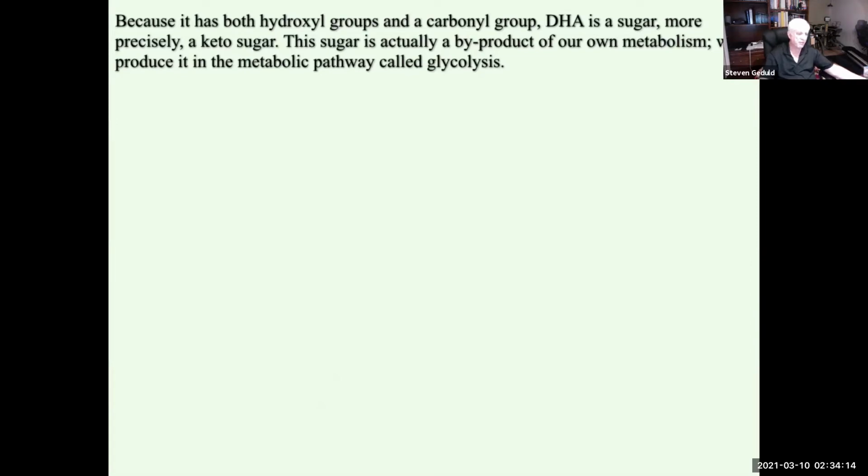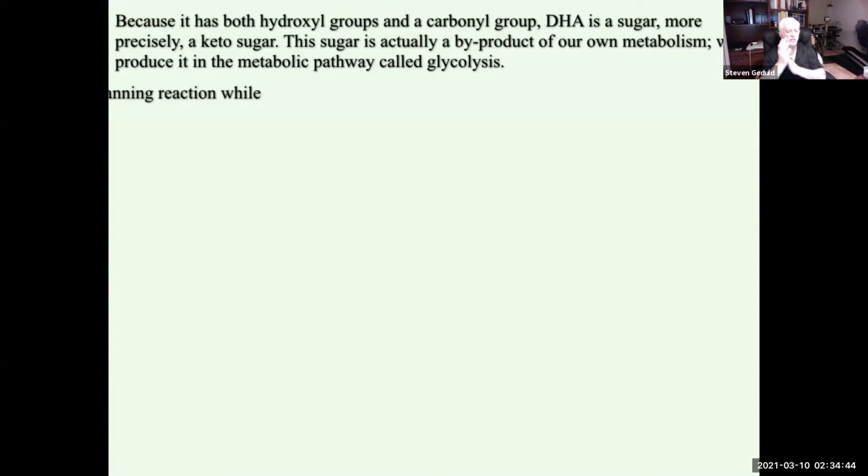This sugar is a byproduct of your own metabolism. We produce it in the metabolic pathway called glycolysis, the breaking down of glycogen to produce energy. When we eat glucose, we take sugar in, it's stored, it produces glucose, so it uses energy. When there's extra glucose, we store it as glycogen. That gets stored in the body, in our fat cells. We break down glycogen from our reserves to produce our energy. And in the process of breaking down, we produce DHA.